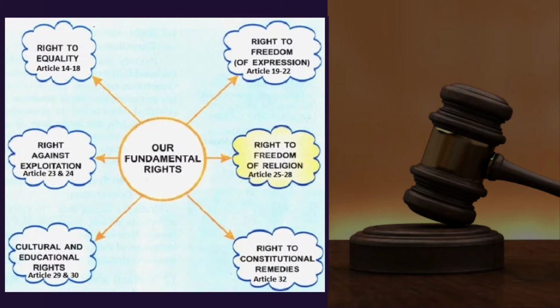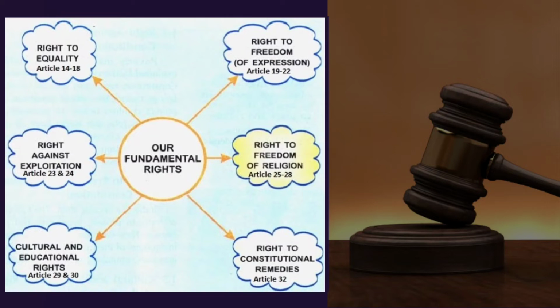Third, right against exploitation, Articles 23 and 24. Fourth, right to freedom of religion, Articles 25 to 28. Fifth, cultural and educational rights, Articles 29 and 30. Sixth, right to constitutional remedies, which falls under Articles 32 to 35.